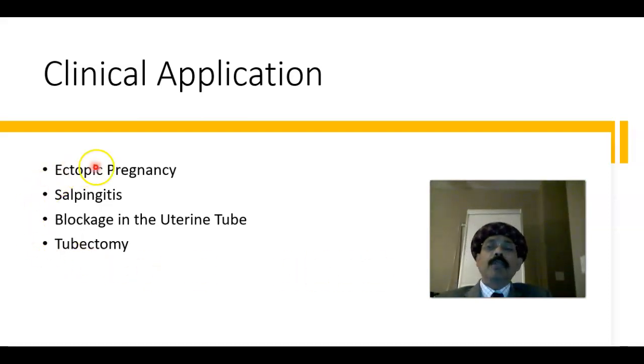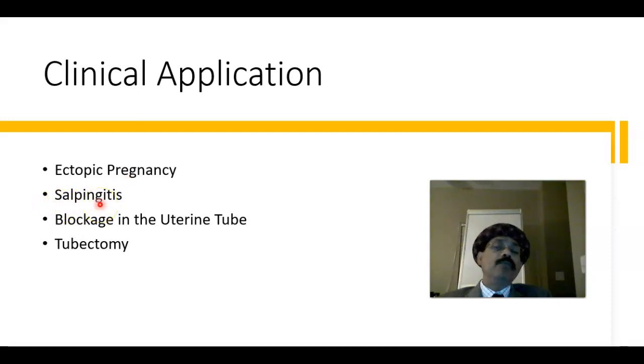The idea is that once the fertilized product implants in the mucosa of the fallopian tube, the space is minimal, so the developing embryo will actually rupture the fallopian tube, leading to acute abdomen and possibly bleeding. It is an emergency in ectopic pregnancy. It should be managed in the emergency department.